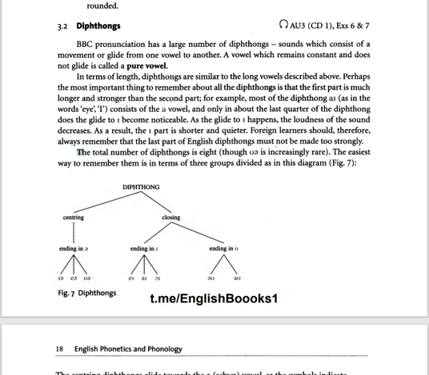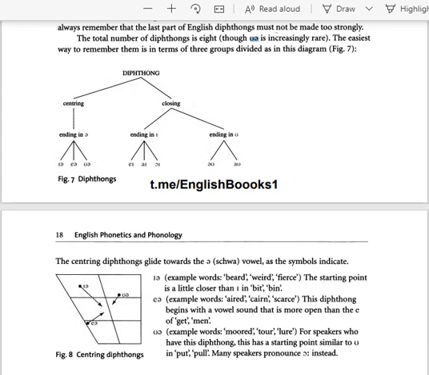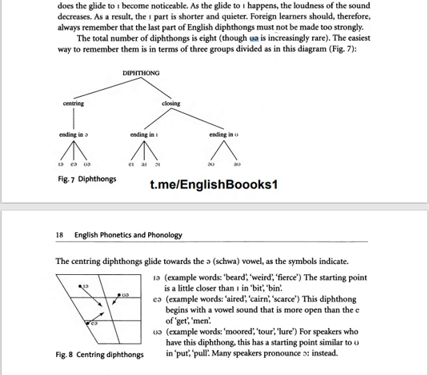The total number of diphthongs is 8. That means we have 8 diphthongs. Though the sound /ɔə/ is increasingly rare, the easiest way to remember them is in terms of 3 groups divided as in this diagram, figure 7, as you see. How to divide diphthongs?